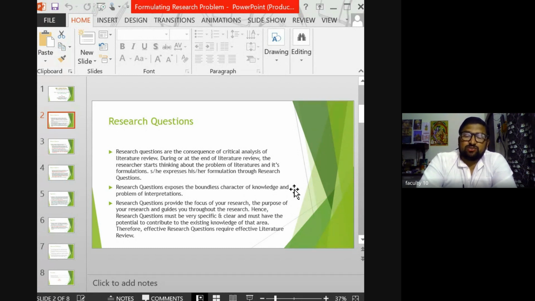Some will say that it is also new knowledge. Right. So therefore, effective research questions require effective literature review. That means, if you want an effective research question, then you must do an effective literature review. Without doing the literature review effectively, you may not find the research questions which are actually like amrit to your research.